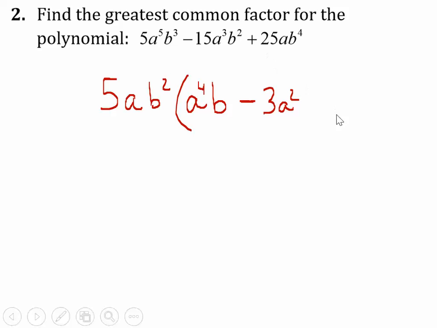All right, plus sign comes down. 5, perfect. I don't need any more a's, that's taken care of. B squared, b to the 4th, I need another b squared, and closing it off.